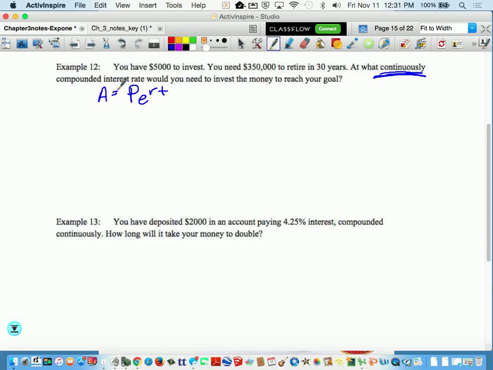So I'm going to start with $5,000. I do not know the r. t is going to be 30, and I want to end up with $350,000. It's exactly now like the problems that we've been doing. I have to get the base by itself. So 350,000, oops, not 120, divided by 5,000, 70.